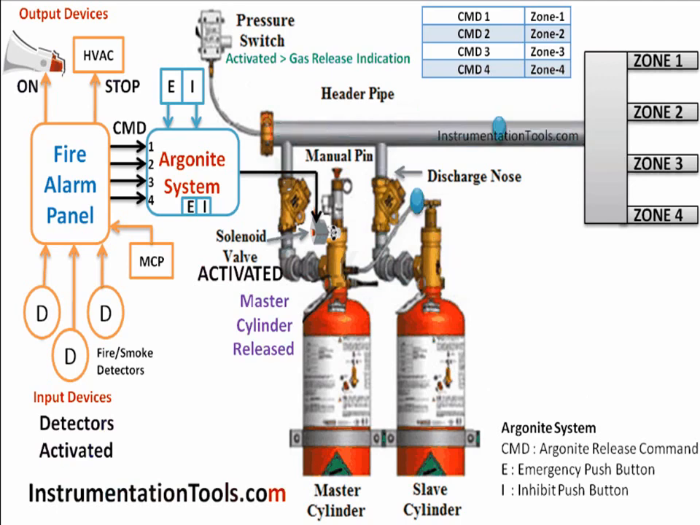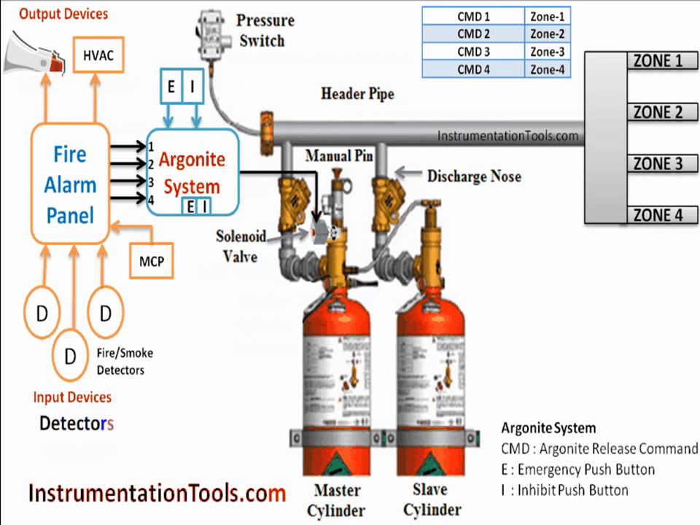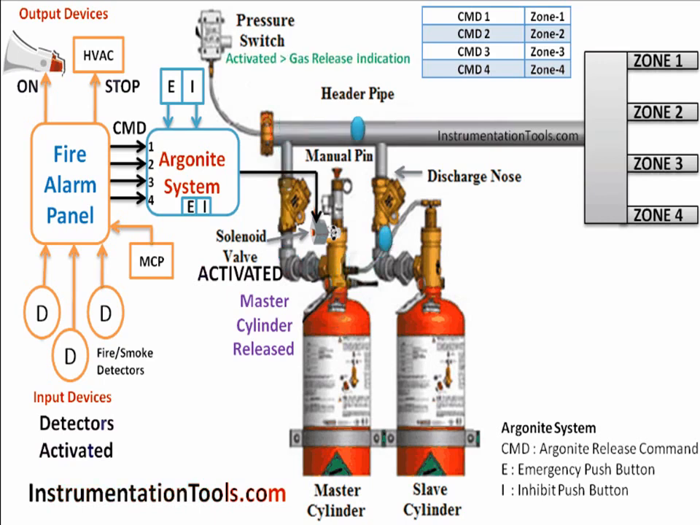Say inhibit is not given, and after the time delay, the Argonite system activates the solenoid valve on the master cylinder. The master cylinder gas will be released and it has 2 paths to go. One is the main discharge line and the second will go to the next slave cylinder. The master cylinder pressure activates the slave cylinder. Now the slave cylinder is also released.